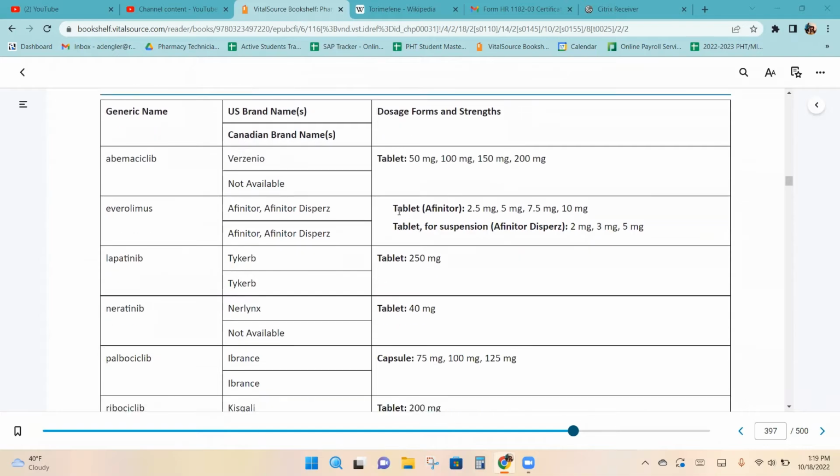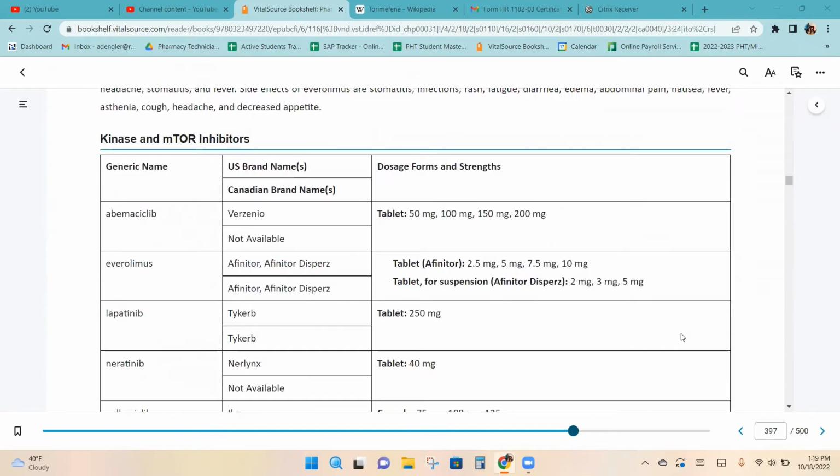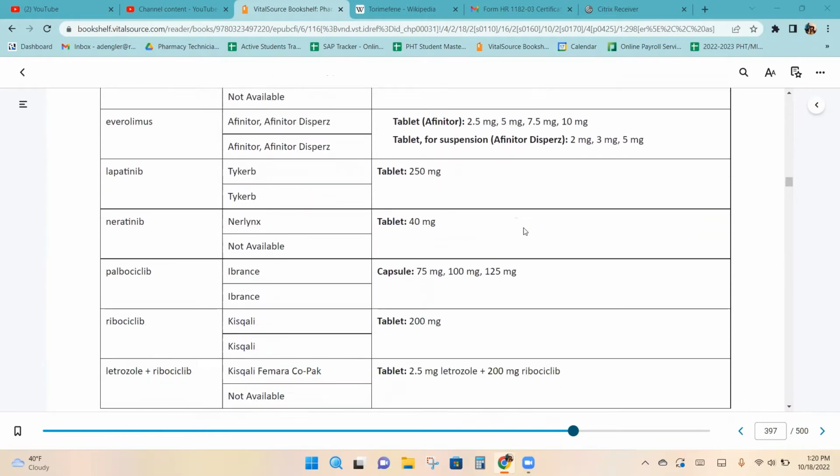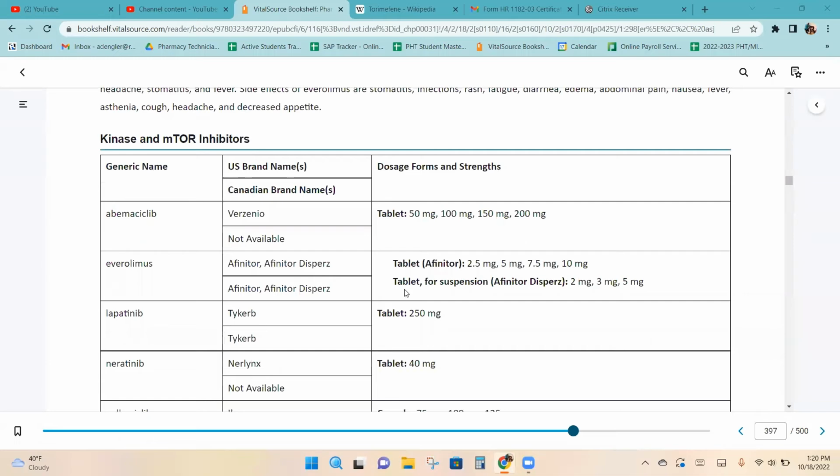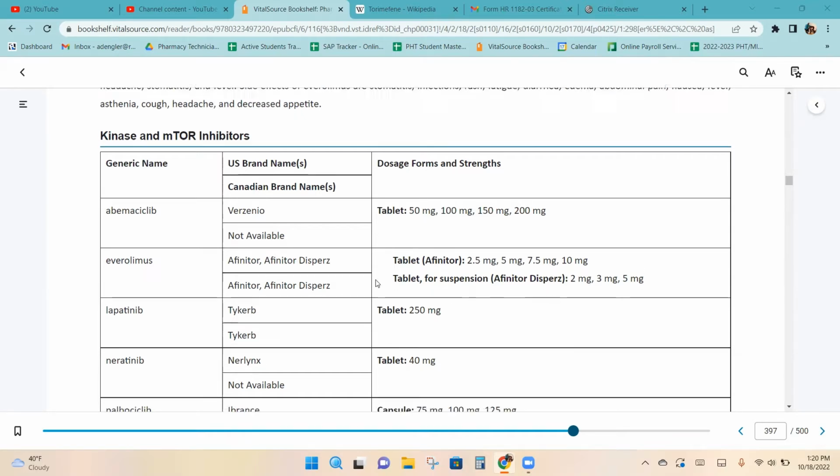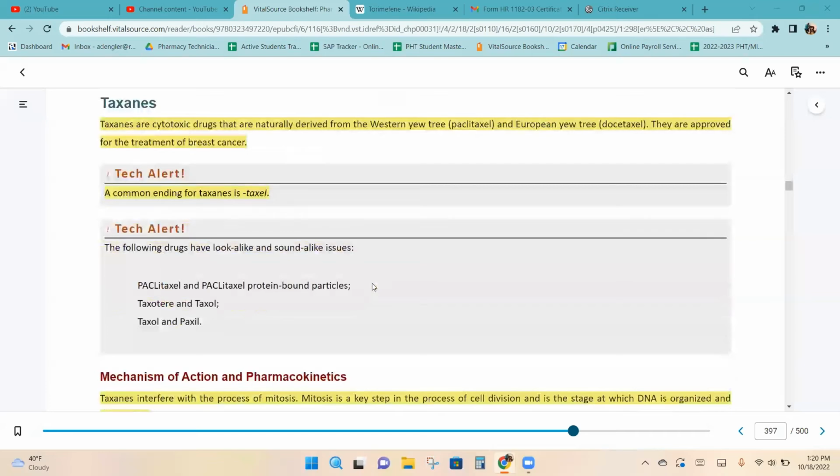So we have them in this table here. And we have all of the different dosage forms and strengths. So you can see most of those are tablets. There's one that's a tablet that can be used for suspension.